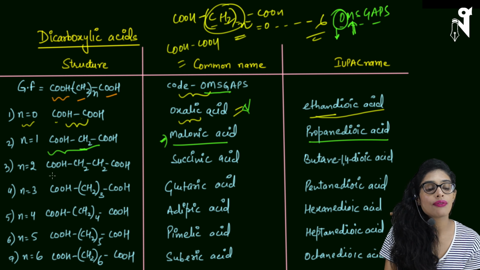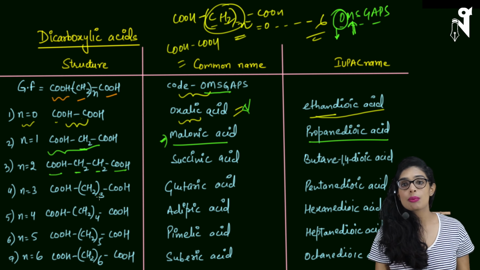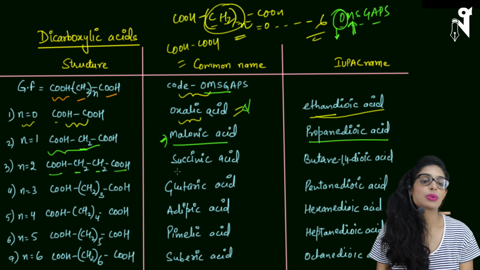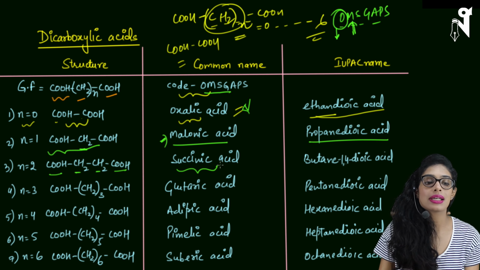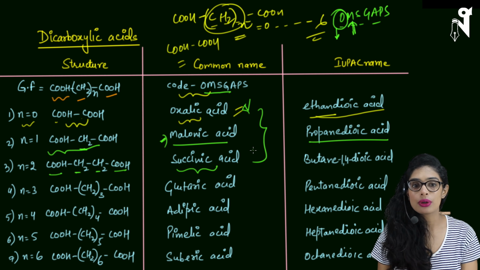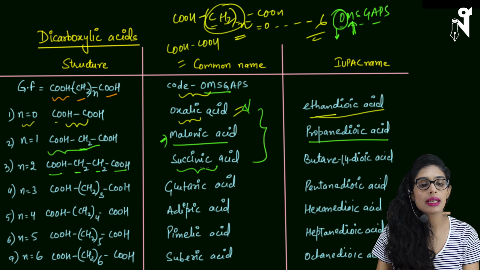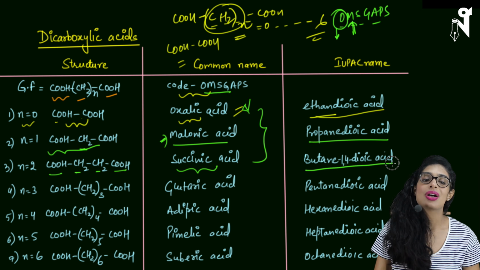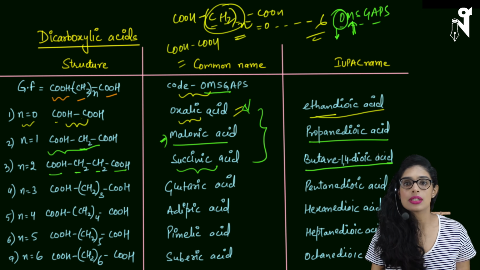Next is when you have two CH2s in between. So COOH, CH2, CH2, COOH. So the total carbon chain is made up of 4 carbons, out of which 2 are carboxylic acids and 2 are CH2s in between. The compound is called succinic acid. At least these three are very, very commonly used in organic, and you will find them very often in the questions. If you talk about the IUPAC name, it is going to be butanedioic acid or butane-1,4-dioic acid. You can write it either way.